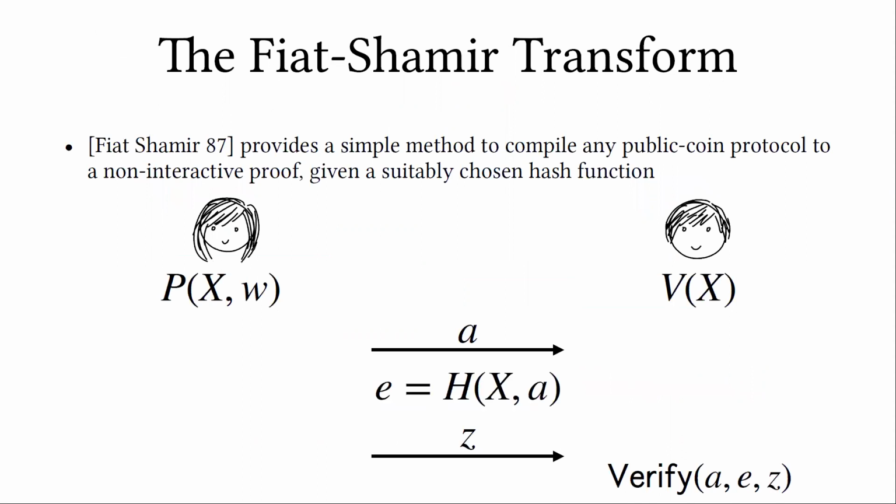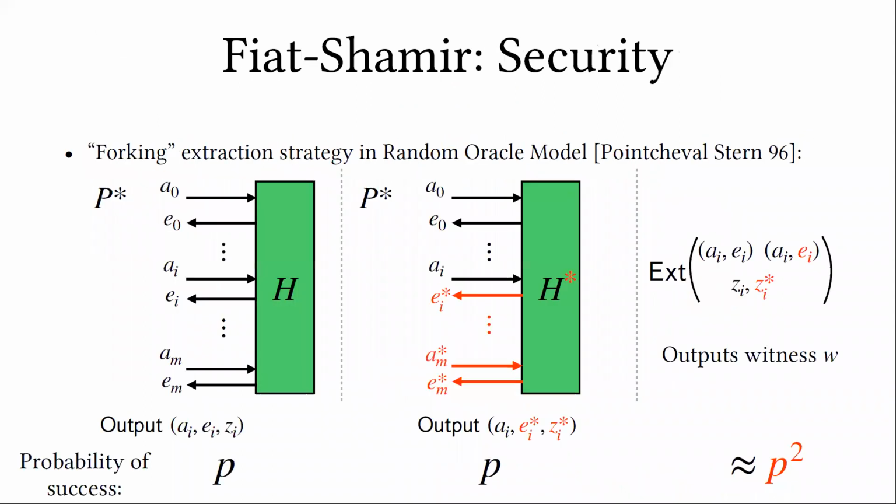So the Fiat-Shamir transform is this really elegant way to go from a Sigma protocol to a non-interactive proof. Basically, the prover, instead of asking the verifier for the challenge, hashes the statement and the first message. The proof of security for the Fiat-Shamir transform comes from this so-called forking strategy. At a very high level, it means that we sort of fork the execution of the prover. We run the prover twice or a certain number of times and pick a random query that the prover made and change the response and hope that the prover still gives us an accepting transcript. And yeah, this works with decent probability.